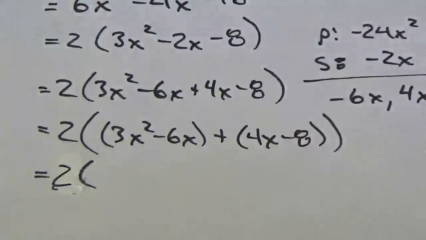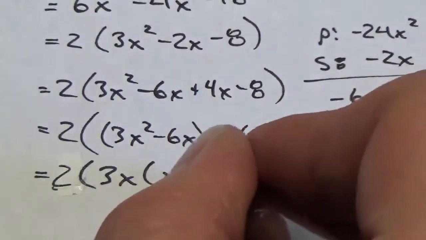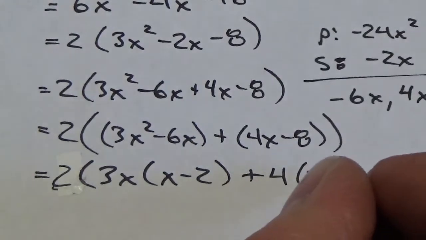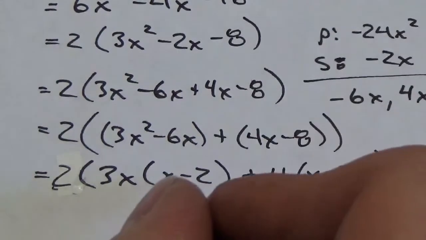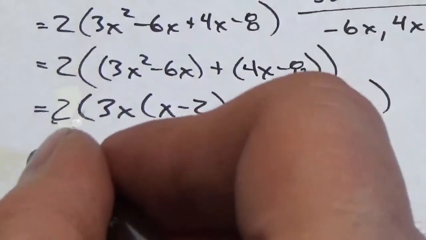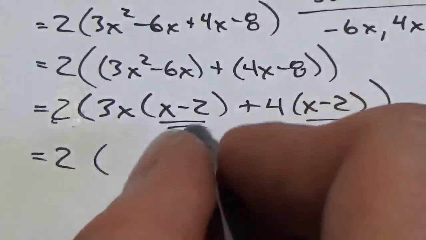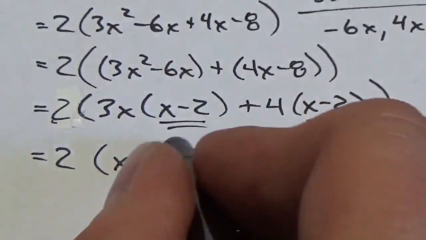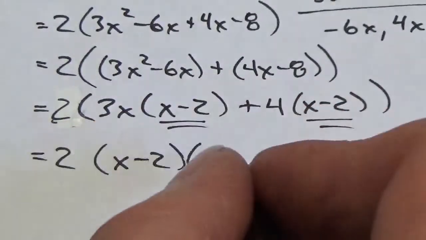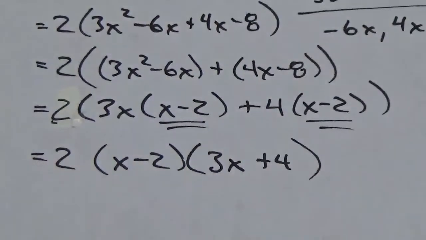Now, what's common to those first two terms there? 3x, and that'll leave me with x minus 2. And over here, there's a common factor of 4. That'll leave me with, again, x minus 2. So I know I'm on the right track as soon as that common factor pops out there. And now I've got this factor of 2 that I had right from the beginning. And in here, I'm going to have this x minus 2 that was common to those two terms. And it was distributed to a 3x and a positive 4. And there we go.